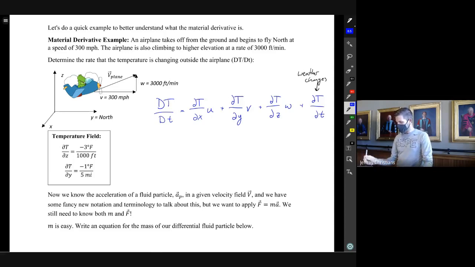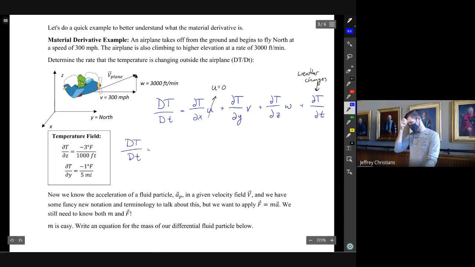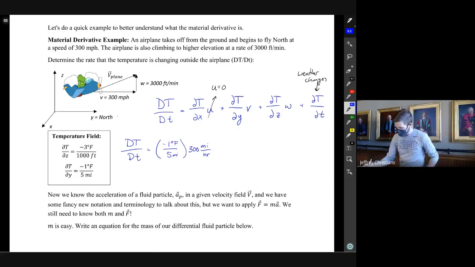So you're not moving in the u direction, so you're not moving east or west. So u equals 0 in this specific example. The partial of temperature with respect to y is how fast the temperature is changing as you go north. That's -1 degree Fahrenheit per 5 miles. And how fast are you heading north? You're heading north at 300 miles per hour. So that's how your temperature is going to change because you're traveling north.